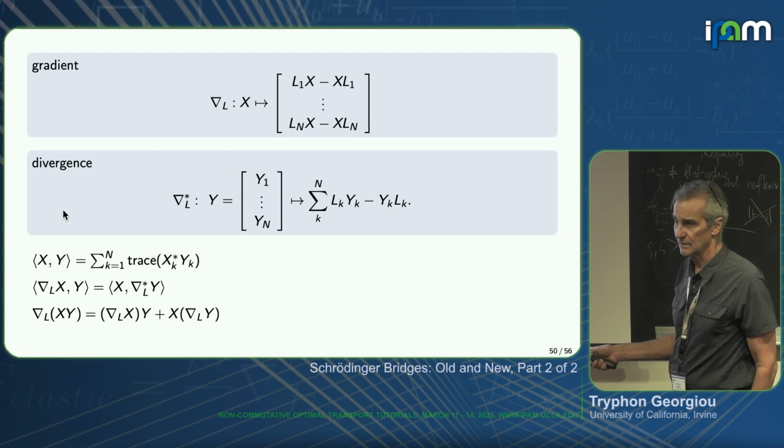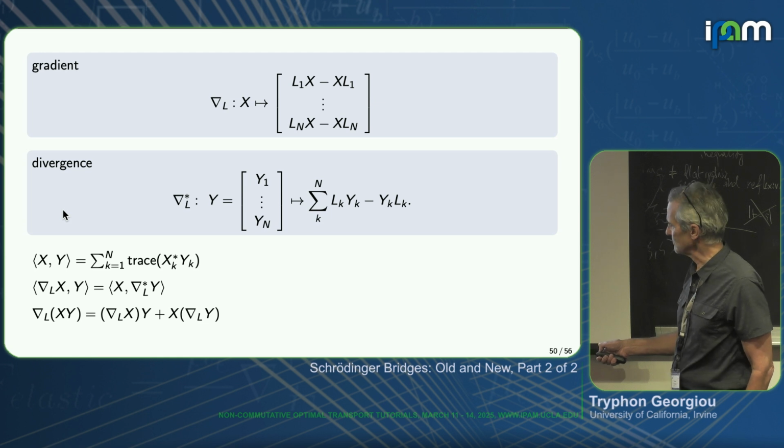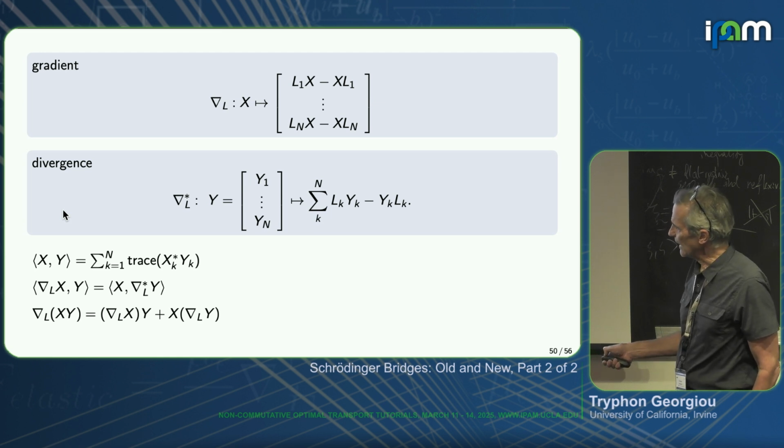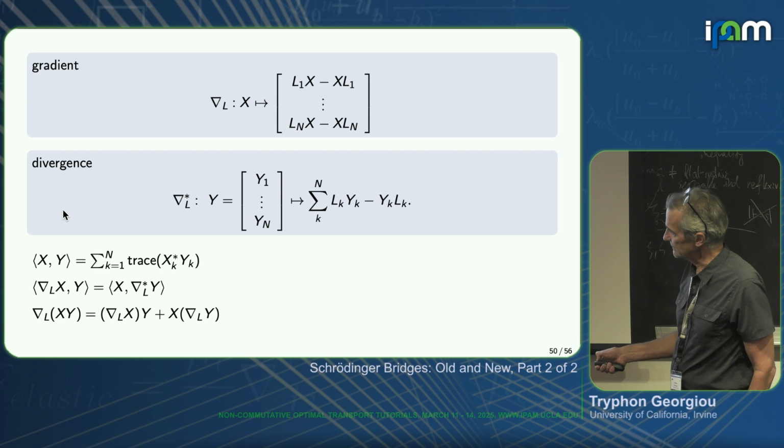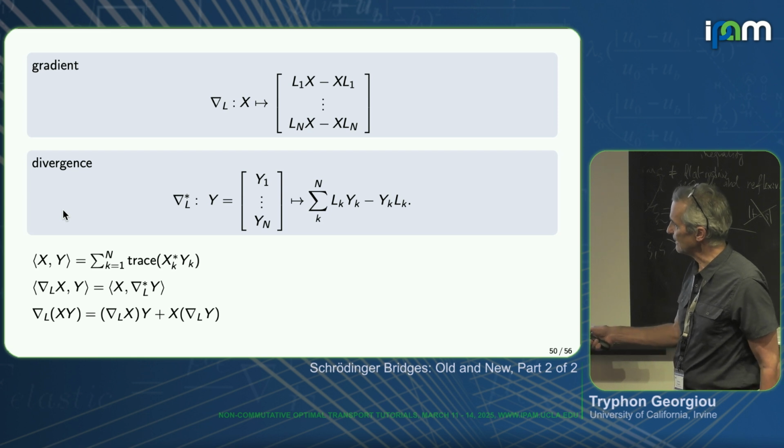inner product, how do we call it, Schmidt? How do we call this? Hilbert-Schmidt. And of course, you have trivially certain identities. The adjoint of the gradient is the divergence, and so on.